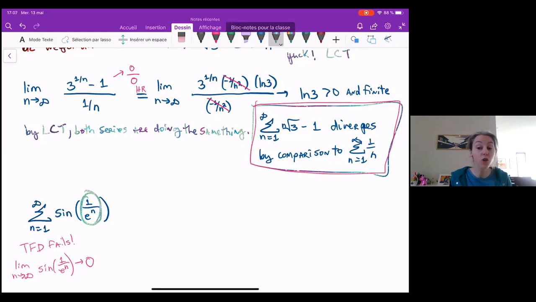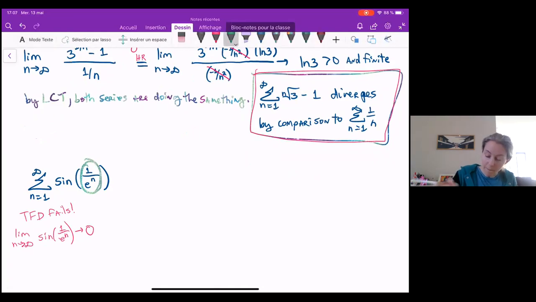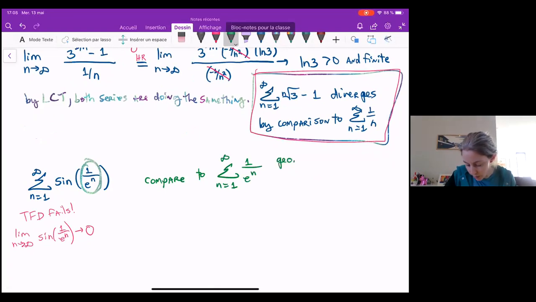So what I see here, though, is on the inside, I have 1 over e to the n. That's a geometric series. I have that geometric series inside there. So if we're doing the same thing as in the last one and foreseeing the limit comparison test in the future, we're like, oh, hey, those derivatives might cancel out when I do L'Hopital's rule, making this easy. So we're going to immediately compare to the sum n equals 1 to infinity of 1 over e to the n, which is a geometric series. My r is equal to 1 over e. The absolute value of r is less than 1, so it converges.